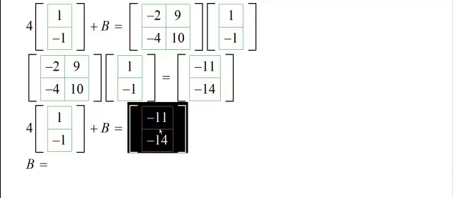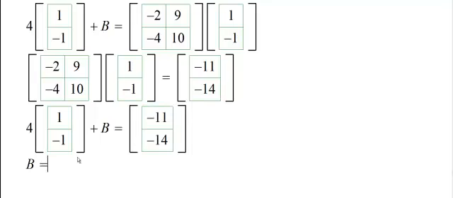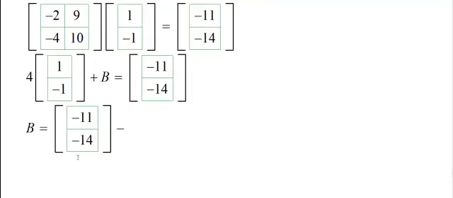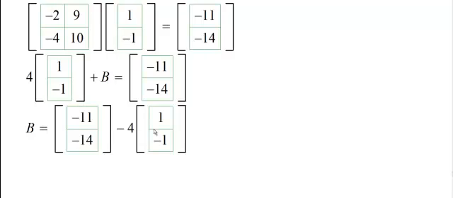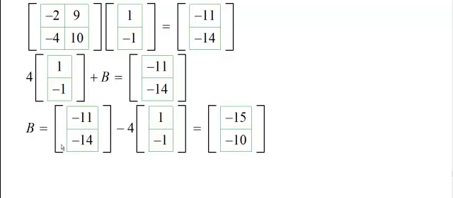So who is B then? B is negative 11, negative 14, minus 4 times that guy. So we have negative 11 minus 4 is negative 15, and negative 14 plus 4 is negative 10, right? And notice this is an eigenvector as we noticed before, right? This is an eigenvector for 4, because right here we can see that this is a multiple of 3, 2, right? Isn't it? Are we good?